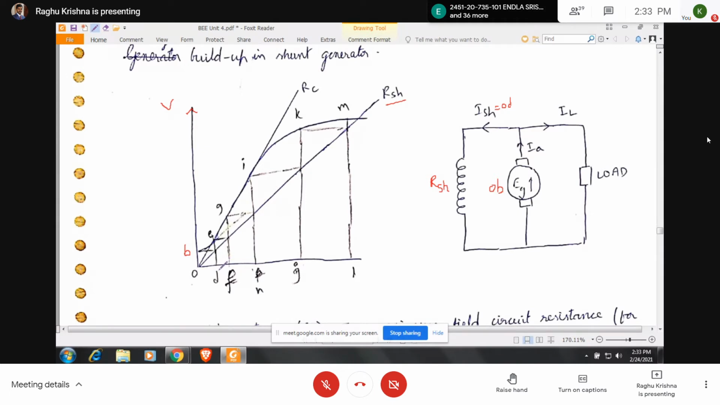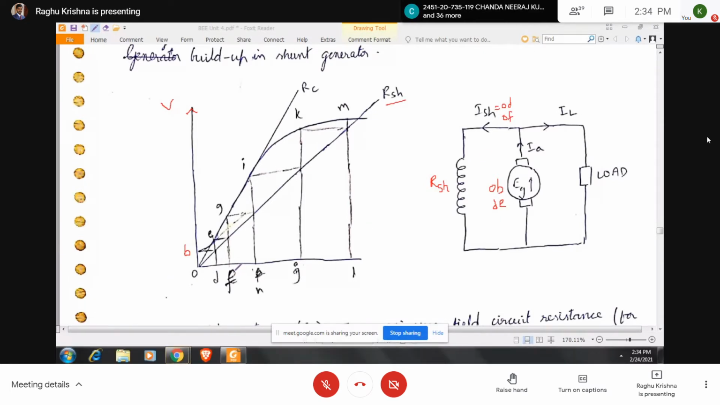Now, due to this field current, the voltage generated is DE. Instead of OB, it becomes DE. Due to this generated voltage, we are going to have the current OF. I am going to draw it here. OD becomes OF, and due to this OF current, there will be flux.